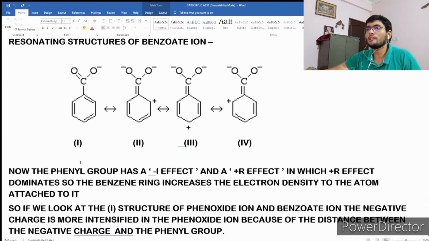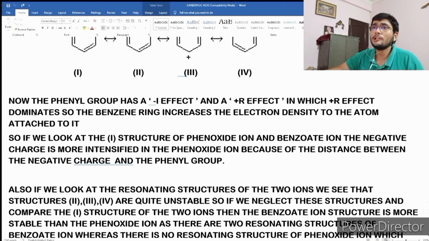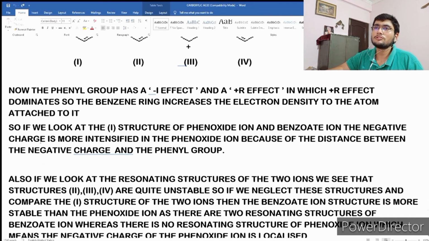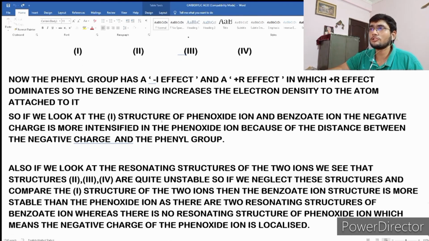So that's what I have written here also. Let me read it for you. The phenyl group has a minus I effect and a plus R effect, in which the plus R effect dominates, so the benzene ring increases the electron density on the atom attached to it, as I have told you. If we look at the structures of the phenoxide ion and the benzoate ion, the negative charge is more intensified in the phenoxide ion because of the distance between the negative charge and the phenyl group. This I have also told.